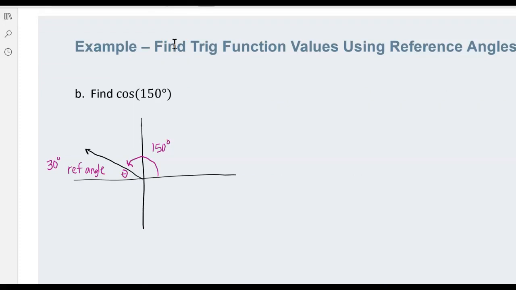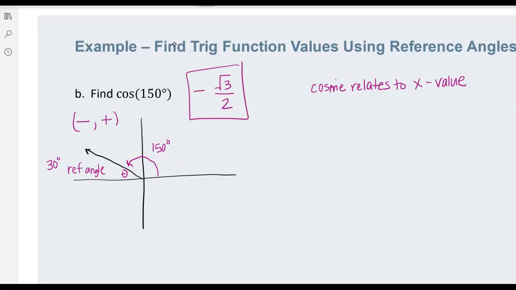So I think that my answer is going to be square root of 3 over 2. I just have to decide whether it's positive or negative. Again, cosine relates to the x value. And in the second quadrant, x is a negative number. X is negative and y is positive. So I think this is going to be a negative square root 3 over 2. Again, you can plug this into the calculator just to double check.